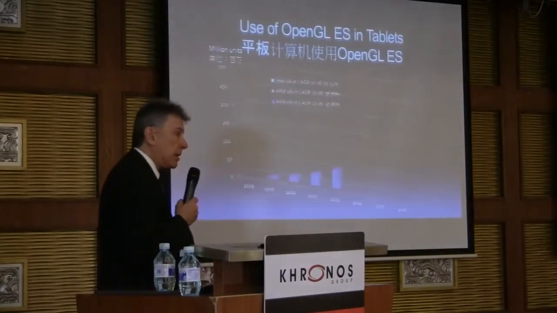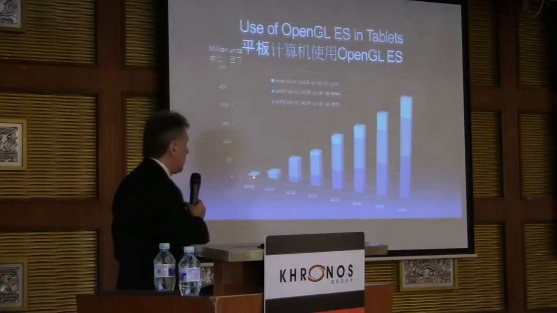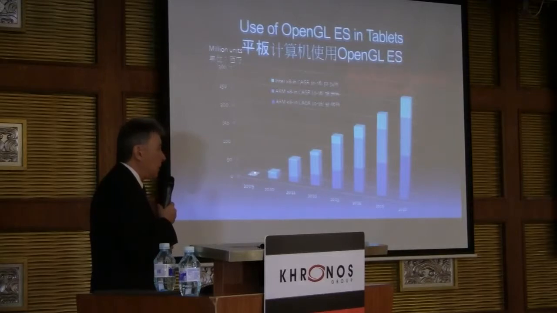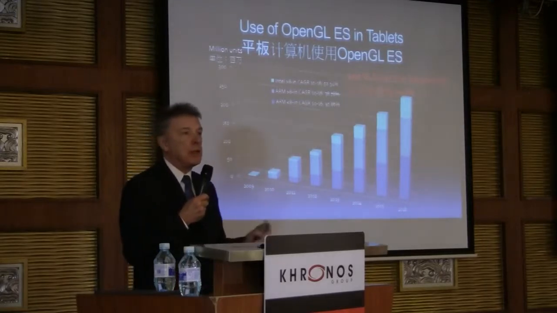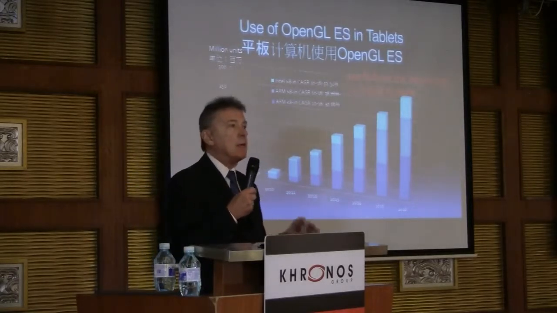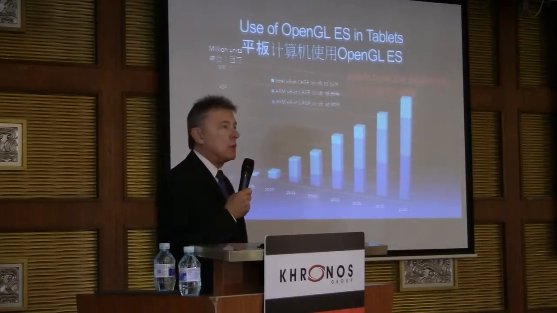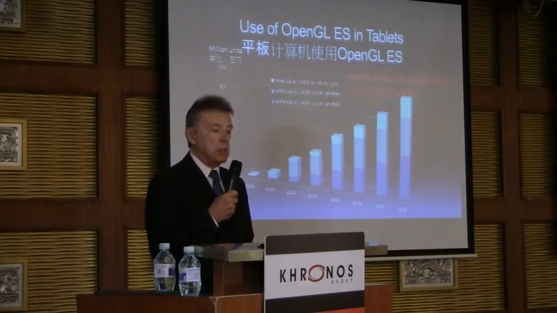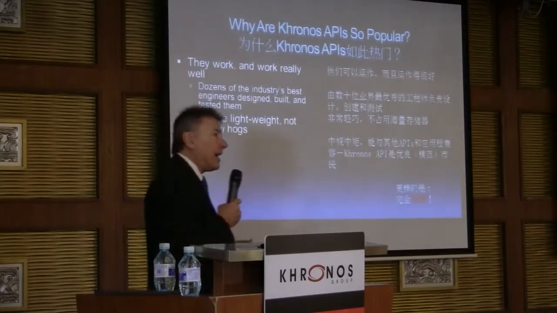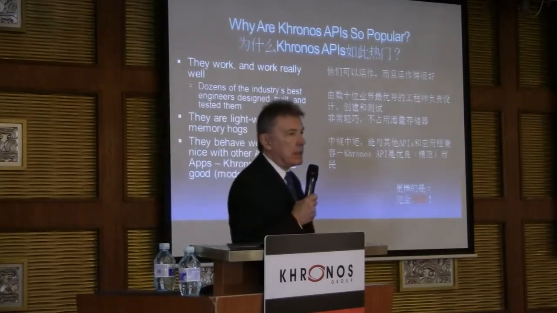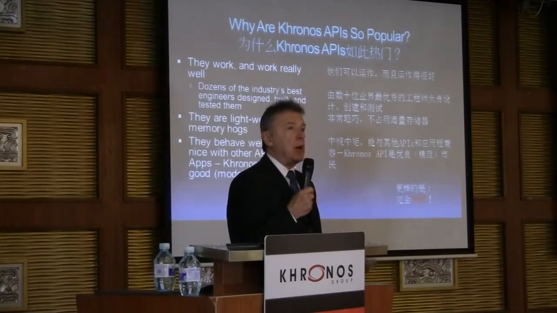But look at this. In the case of the tablet, which basically hit the market thanks to Apple in 2009, 100% deployment from the beginning. Further proof that OpenGL ES is a very, very good standard, one that you can rely on, one that has a lot of support. Now, why are these APIs that Khronos develops so popular?